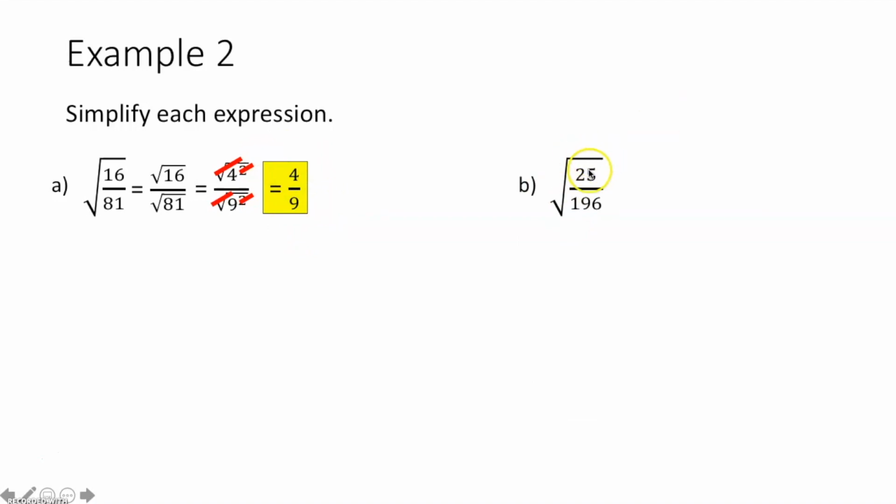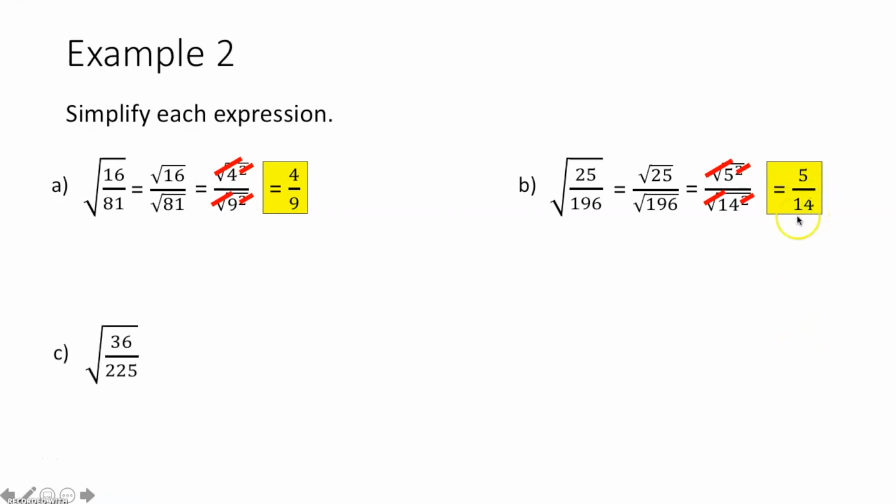Part B, square root of 25 over 196. Again, we rewrite it so it's the square root of the numerator over the square root of the denominator. Now, what number squared is equal to 25? That's 5. What number squared is equal to 196? That's 14. So we rewrite those. And now the radical and the squares cancel each other out in the numerator and denominator. We're left with 5 over 14. Again, always check, is there any number that divides into both the numerator and denominator?